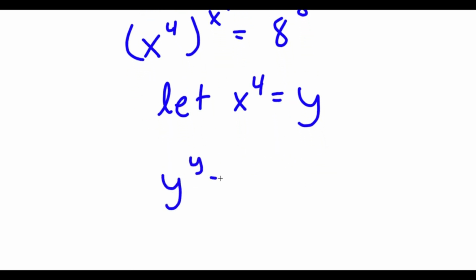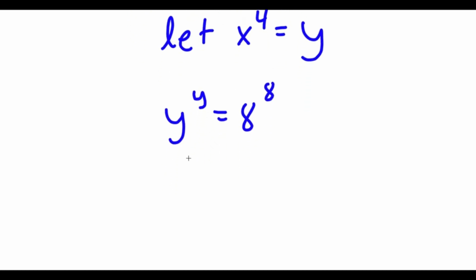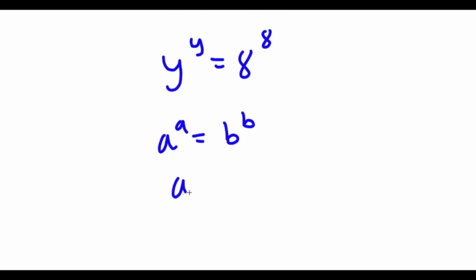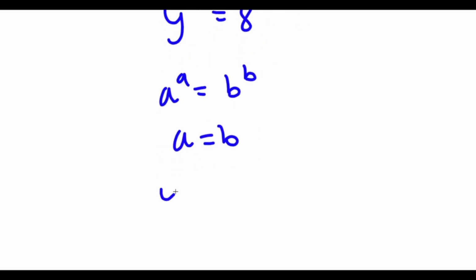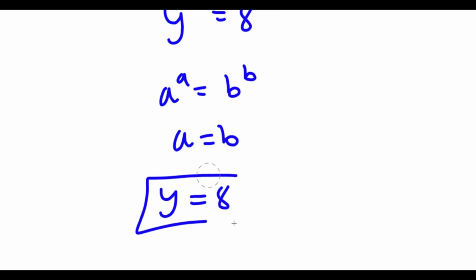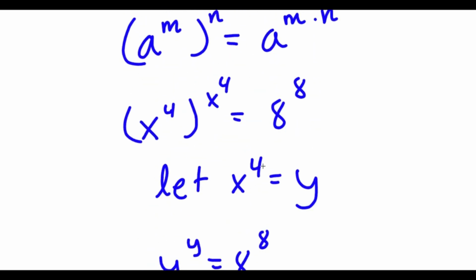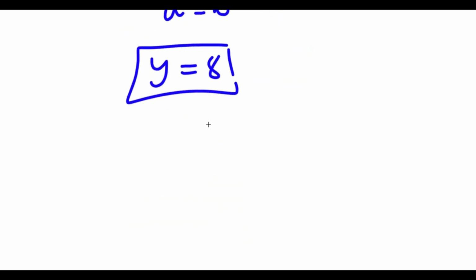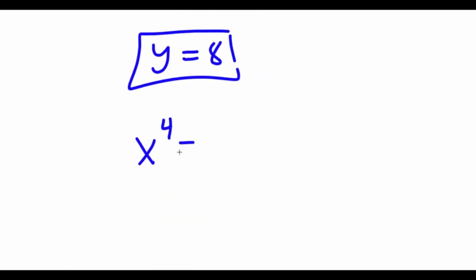So now I have y to the power of y is equal to 8 to the power of 8. And if I have something of the form a to the power of a is equal to b to the power of b, this means that a is equal to b, meaning y is equal to 8. Now remember how we let x to the power of 4 equal y. So if x to the power of 4 equals y and y equals 8, then this means that x to the power of 4 is equal to 8.